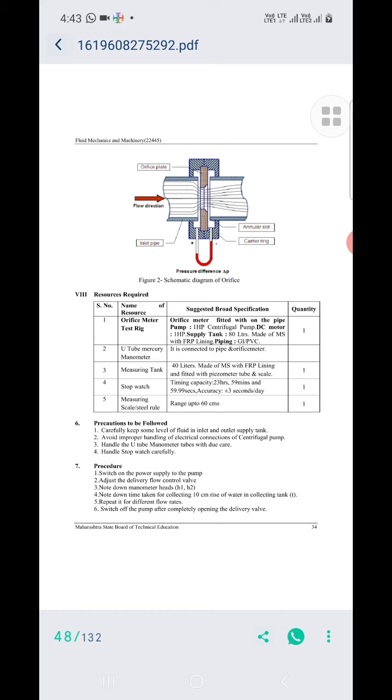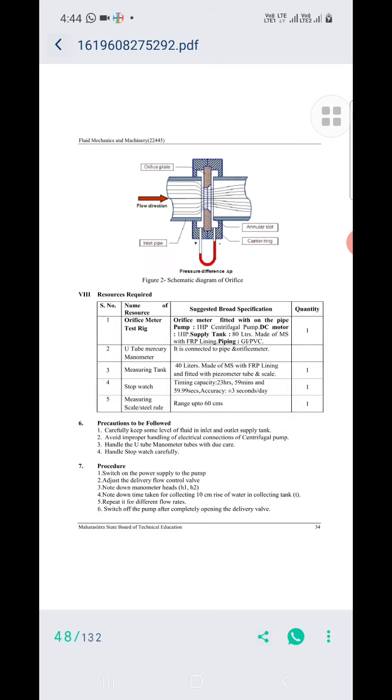Repeat this procedure. I will tell you the procedure. Switch on the power supply first. Then adjust the delivery control valve. Note down the readings. Note down the time taken for collecting a 10 centimeter rise of water. Repeat it for different flow rates. Switch off the pump after completing, closing the delivery valves.